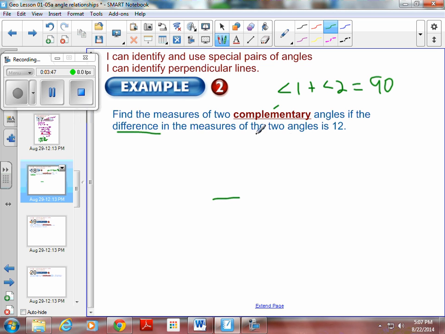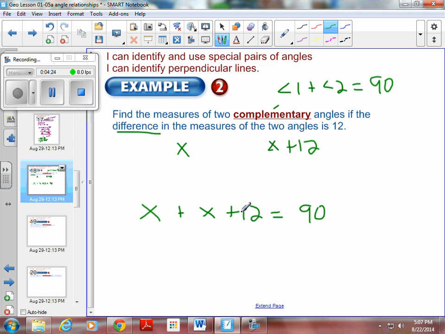So that means one is 12 more than the other one. Two complementary angles, if the difference in the measure of the two angles is 12. So if one of them is x, the other one has to be x plus 12 in order for you to subtract and end up with 12. So then I can put them into my equation. So x plus x plus 12 equals 90.